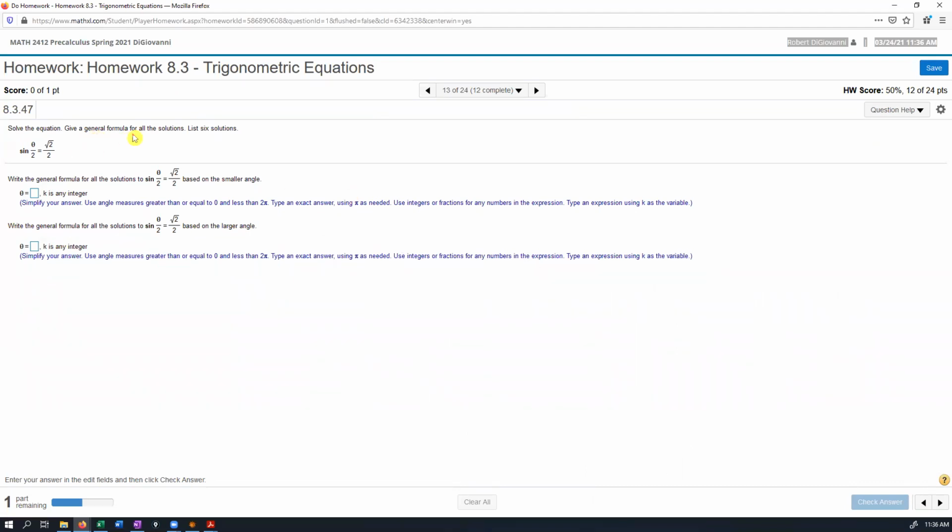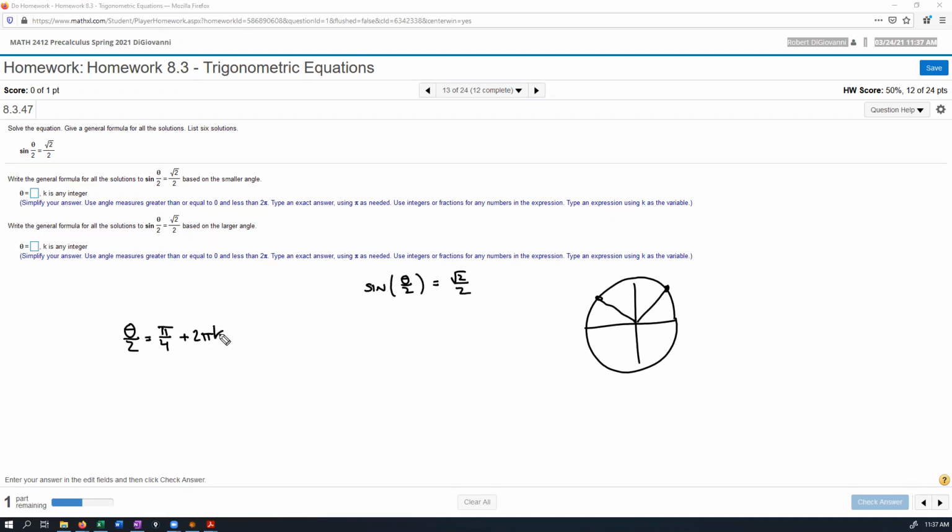All right, give general solutions, last 6 solutions. Okay, here we go. Sine of theta over 2 equals root 2 over 2. So where is sine equal to root 2 over 2? Well, sine is the y coordinate. That's going to be here and here. So theta over 2 has to be that first one, which is pi over 4, and then we have to get all the way back around to it. And then we could also have theta over 2 equals the other one, which is 3 pi over 4, and then we have to get all the way back around to it, so 2 pi k.